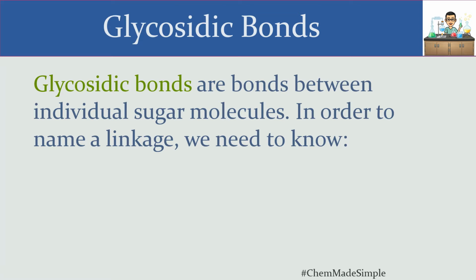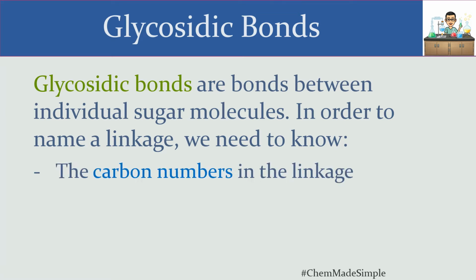Today we're going to take a look at sugar linkages. Sugar linkages, or what are called glycosidic bonds, are bonds between individual sugar molecules. Now, if we want to be successful at naming a linkage, there are two important skills that we're going to have to learn. The first one is being specific about which carbons exactly are involved in the linkage, and that means we're going to have to give our carbons numbers. So understanding how to name carbons in a linkage is going to be very important.